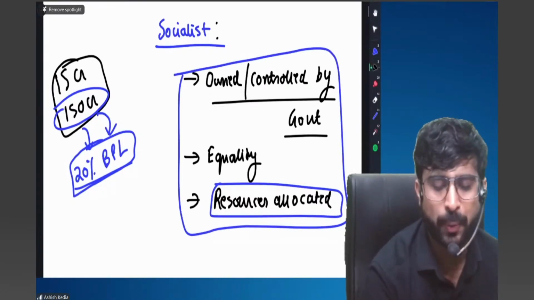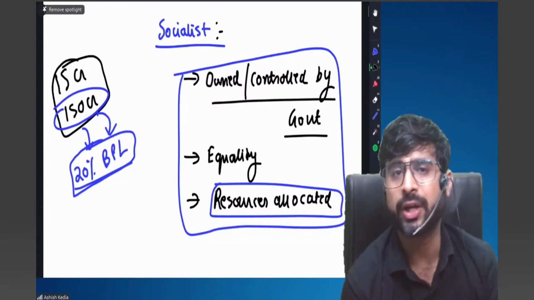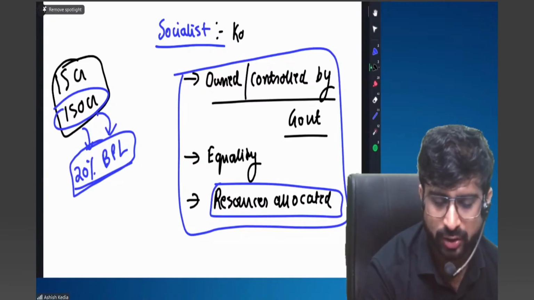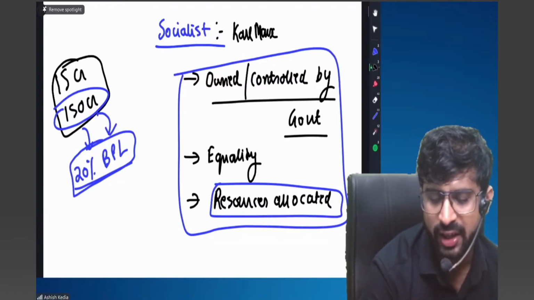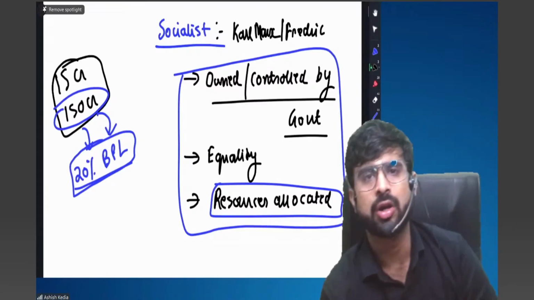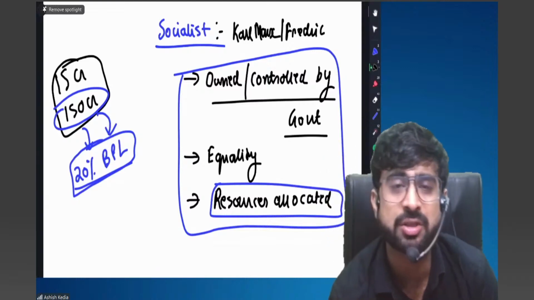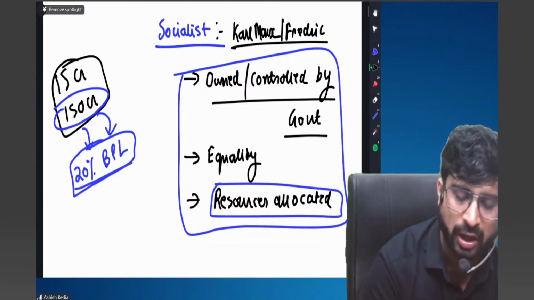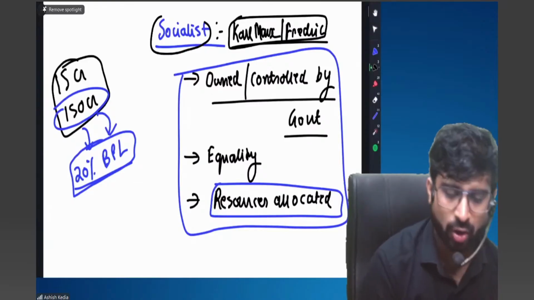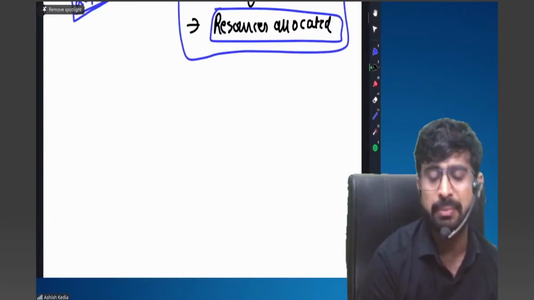Who was the key propagator of socialist economy? Before coming to that point, I would also like to tell you about one more thing. The answer is Karl Marx and Friedrich Engels. Karl Marx and Friedrich Engels had published a book. You go and study it. It's called the Communist Manifesto. Okay? In this book, Karl Marx and Friedrich Engels strongly support a socialist economy. So there is that. Now coming back to the demerits as such.